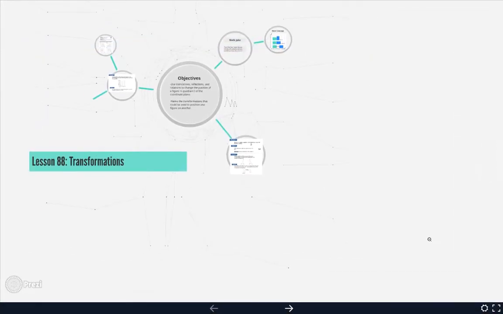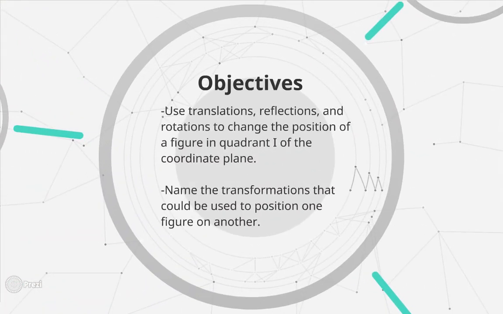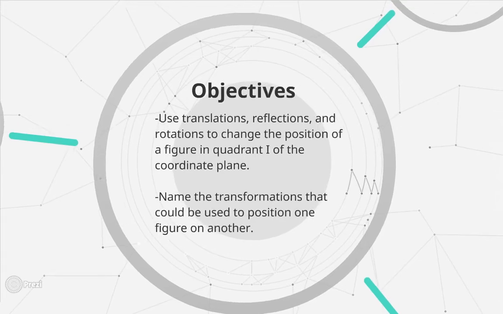We're on lesson 88, transformations. All right, so our objective for today is to use translations, reflections, and rotations to change the position of a figure in quadrant 1 of a coordinate plane. We're also going to name the transformations that can be used to position one figure to another. Basically, this is kind of a continuation of our investigation with transformations.